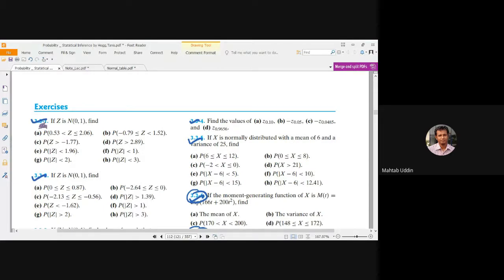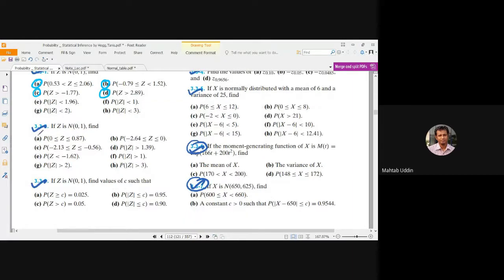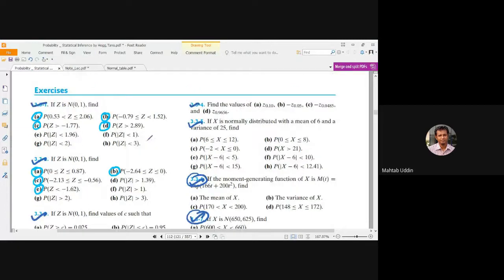You can do these maths as homework because they are straightforward. The rest of the math needs some more applications, so I'll do them later. These maths are very straightforward, so these are homework. Okay. Now I'll do 6 and 7. Let's go.